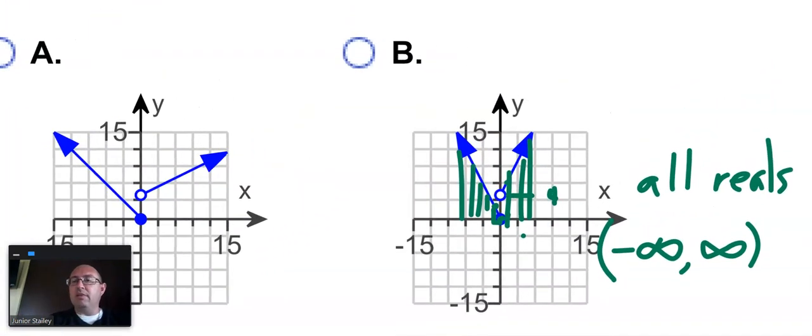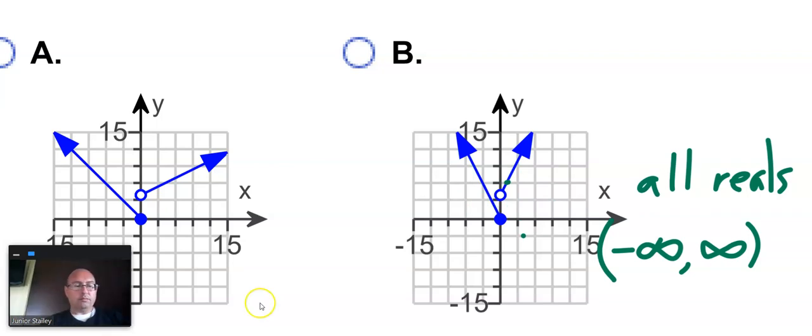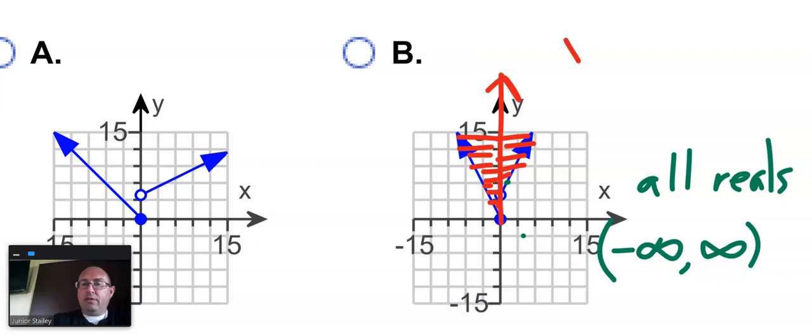Now, if they're going to ask me about range next, range, as we recall, is where we push everything onto the y-axis. So imagine pushing all these points onto the y-axis forever and ever, and we ask how much of the y-axis would be covered. Well, it looks like it would start at 0 and go up from there. So you can see that the y values are greater than or equal to 0, starting at 0 and going up from there.